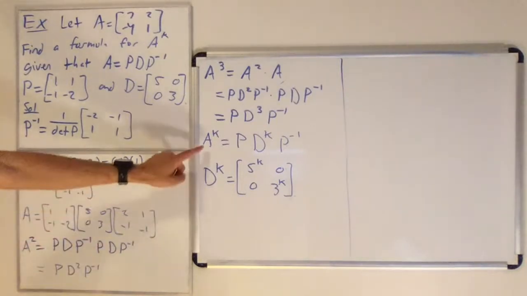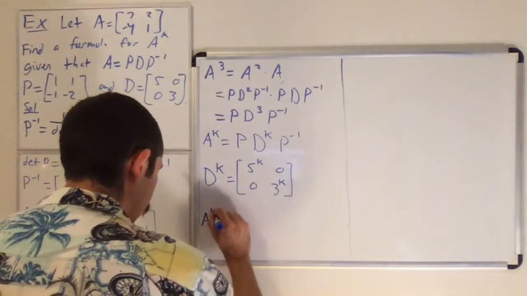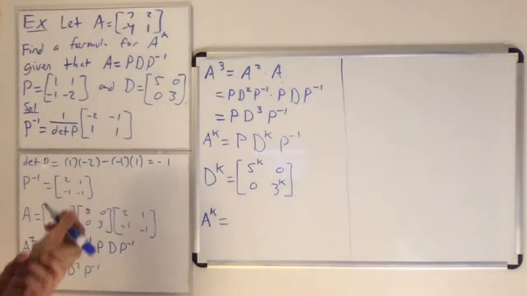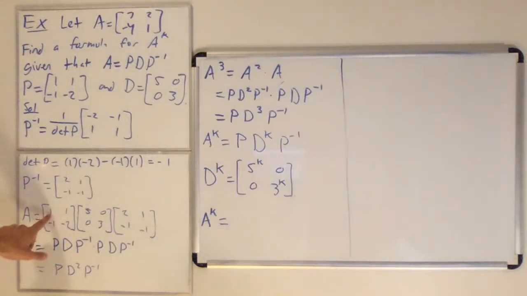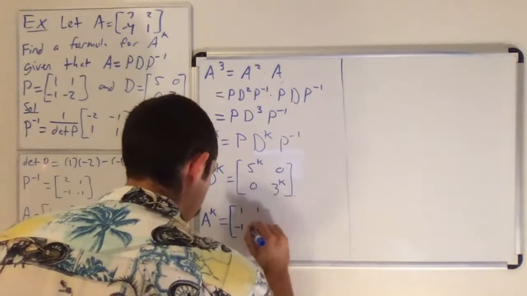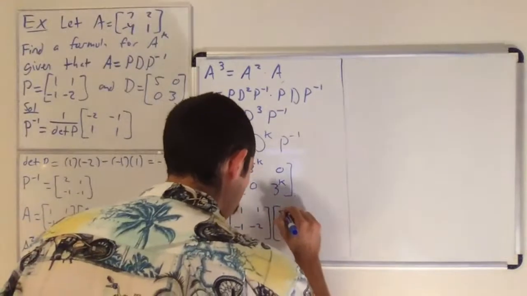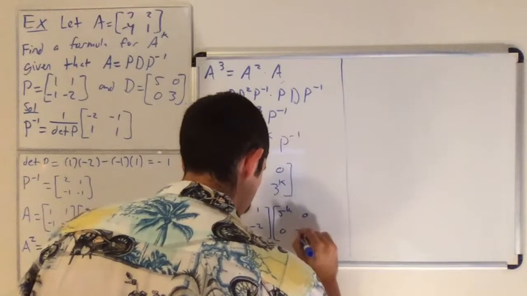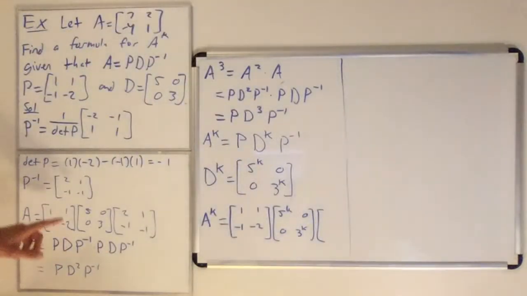Okay, and so we have all we need. A to the k is equal to, so A raised to any number is equal to P, which is [1, 1; -1, 1, -2], times D to the k times P inverse, [2, -1; 1, -1].